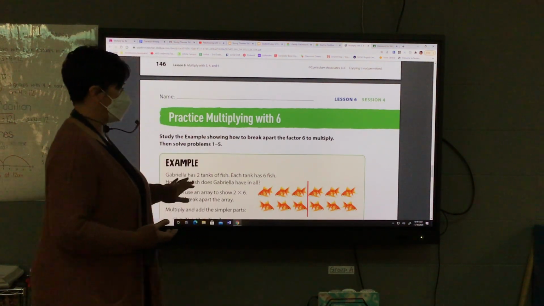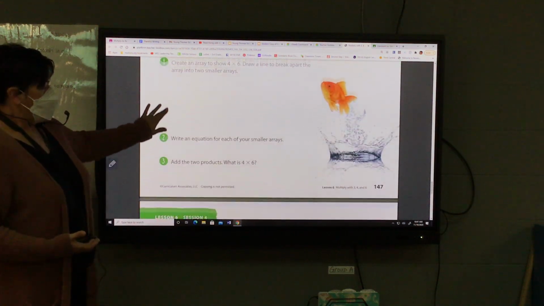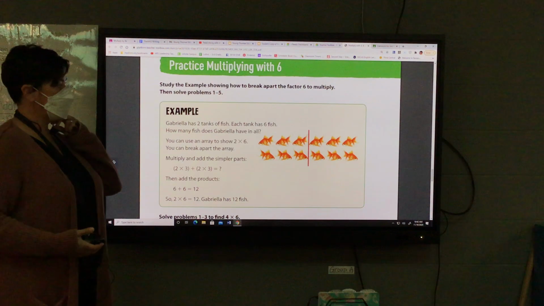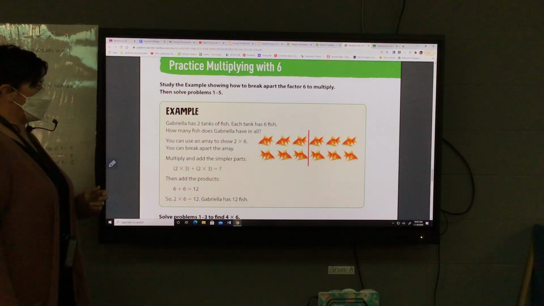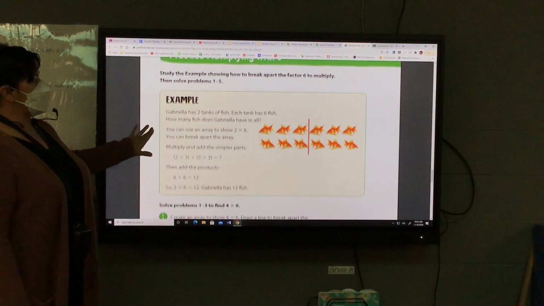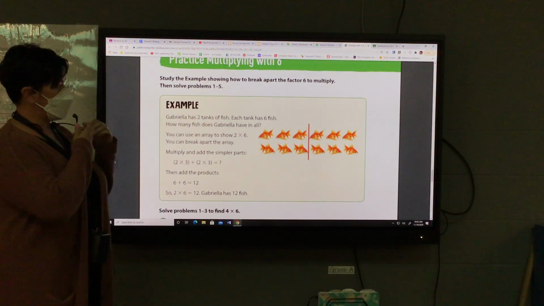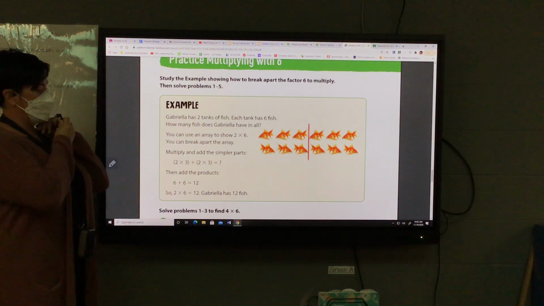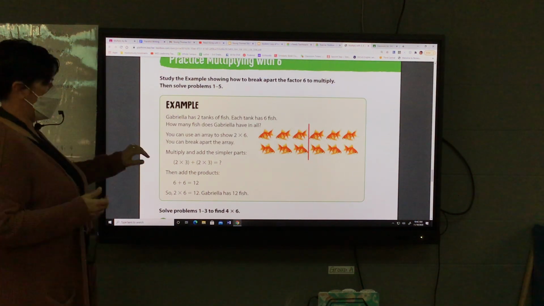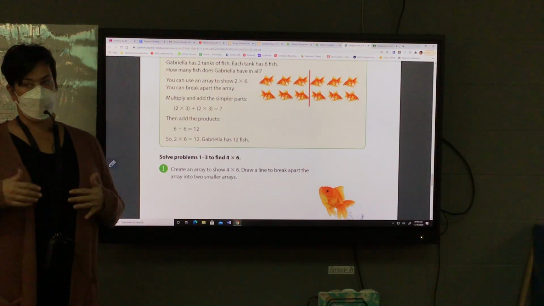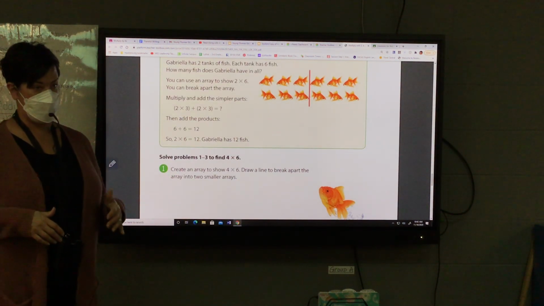All right, so looking at page 147 in our packet that we took out of our workbook, study the example showing how to break apart the factor 6 to multiply, then solve problems 1 through 5. You're going to do this on your own, but we're going to read them together, okay?